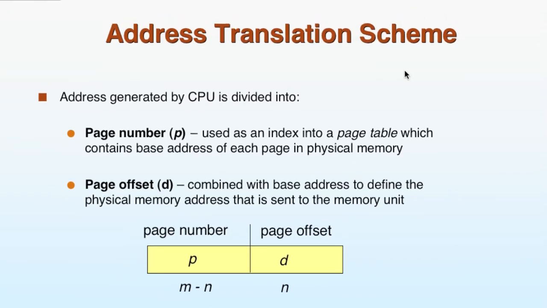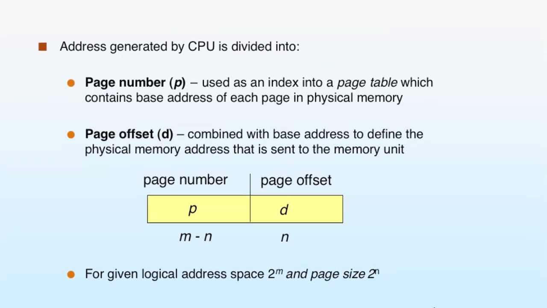So the address translation scheme: the address generated by the CPU is divided into two components, very similar to contiguous allocation. Instead of starting at a base and going up to a limit, we have a page number and then a page offset. Same concept though, it's just a measurement, and each page is going to be the same size. The page number is used as an index into the page table, which contains a base address for each one of the pages in memory. And then the page offset is combined with the base address to define the physical memory address, and that's what's being sent to the memory management unit.